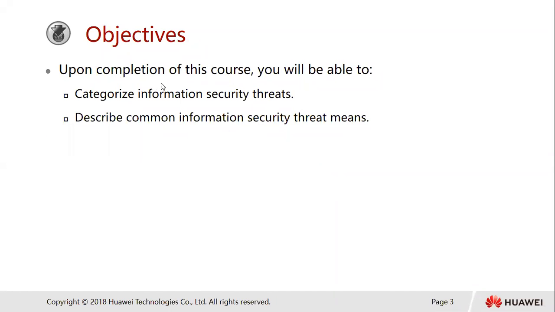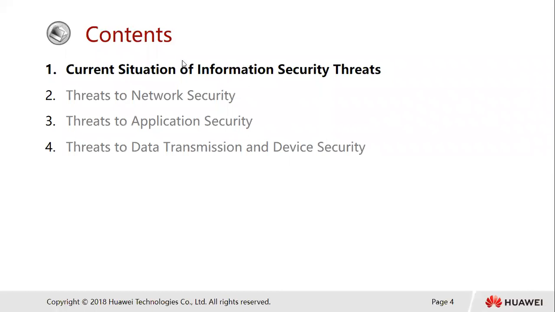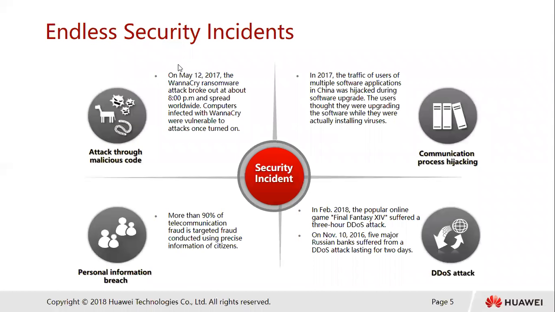Objectives. Upon completion of this course, you'll be able to categorize information security threats and describe common information security threats means. This is the content. So we are going to start with the current situation of information security threats. So we have endless security incidents. You know, we hear of data breaches every day. A data breach is when information has been disclosed to unauthorized users.